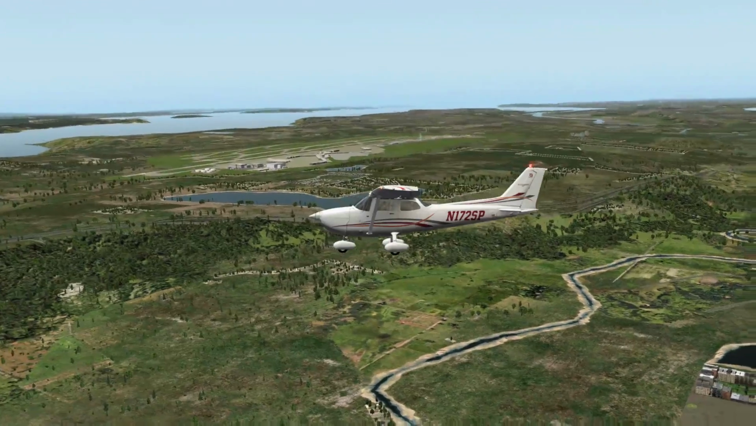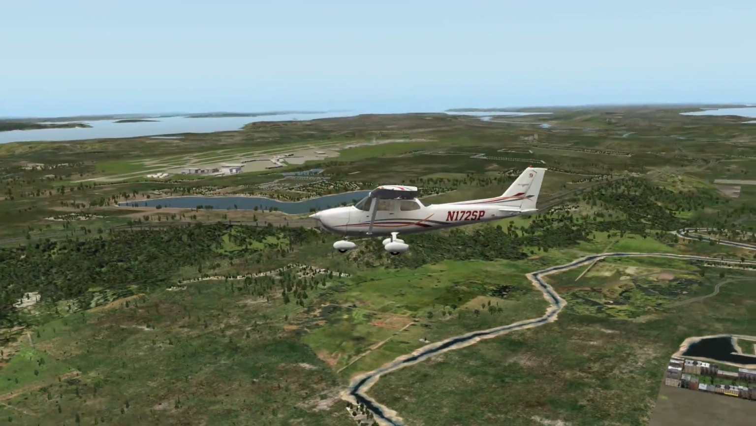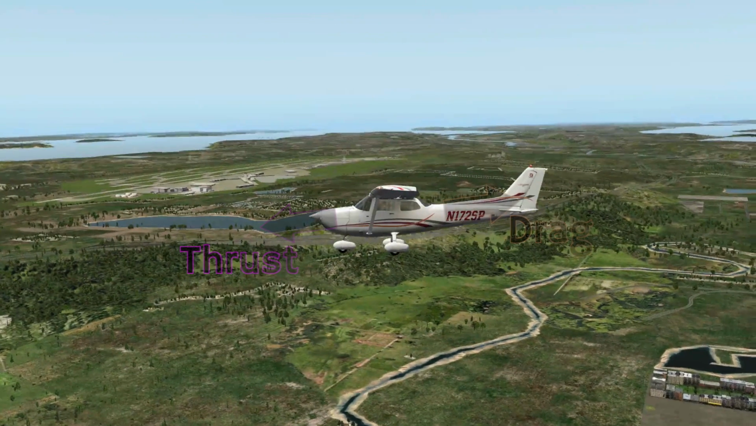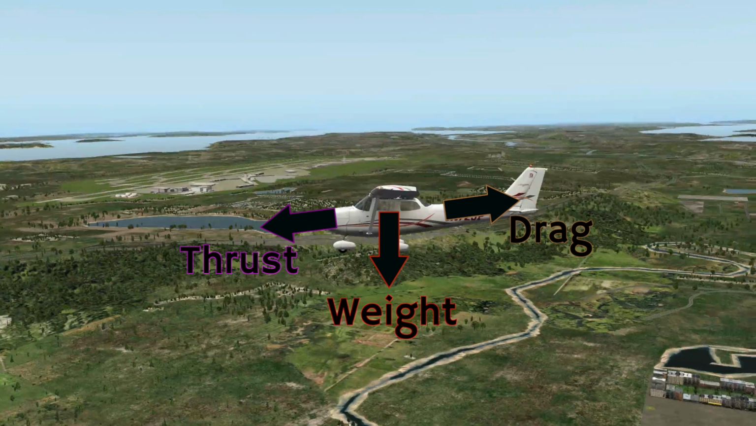As we conduct a constant speed descent, the thrust and the drag are once again equal. The aeroplane is neither accelerating or decelerating. However, as we have now reduced the angle of attack, or alpha, of the wings, the amount of lift being generated is lower than the weight of the aircraft. Therefore, the aircraft accelerates downwards as the forces no longer balance.